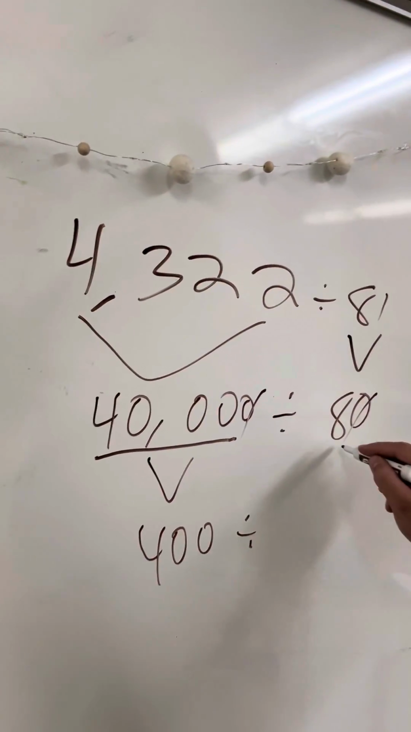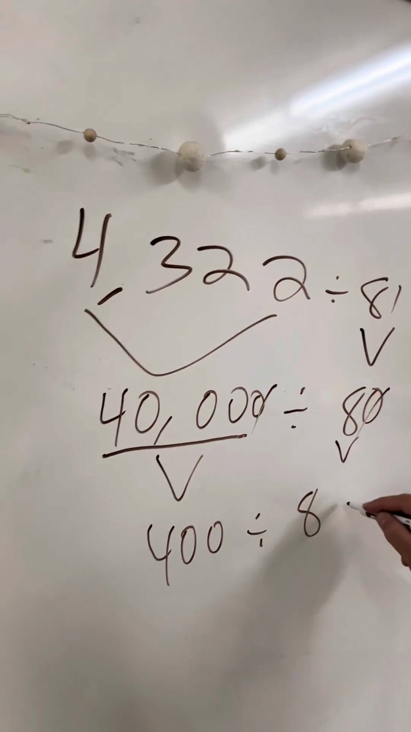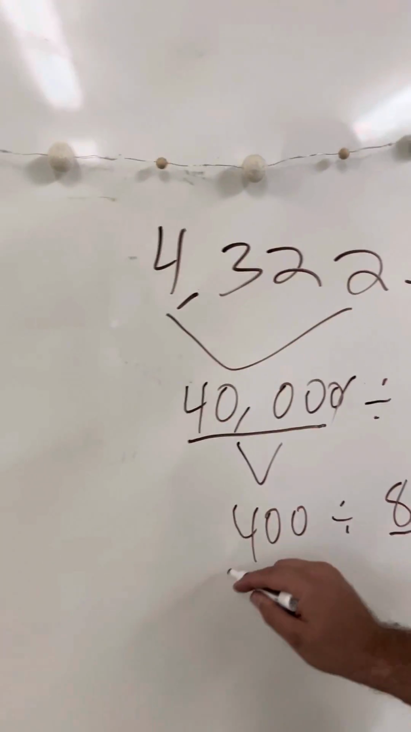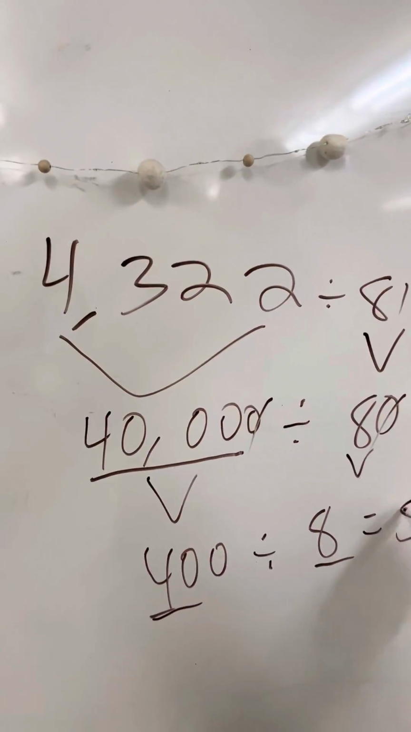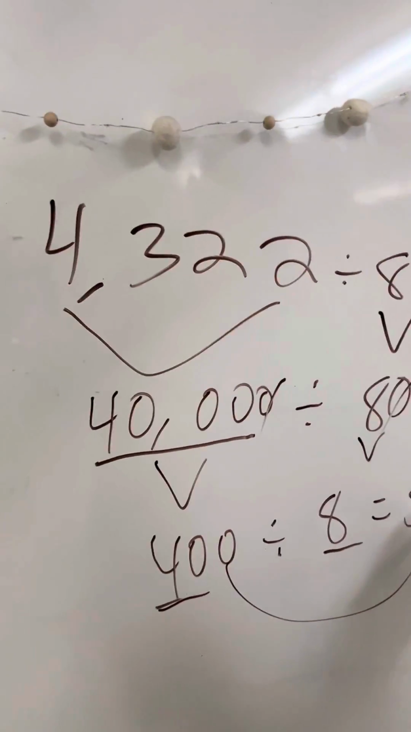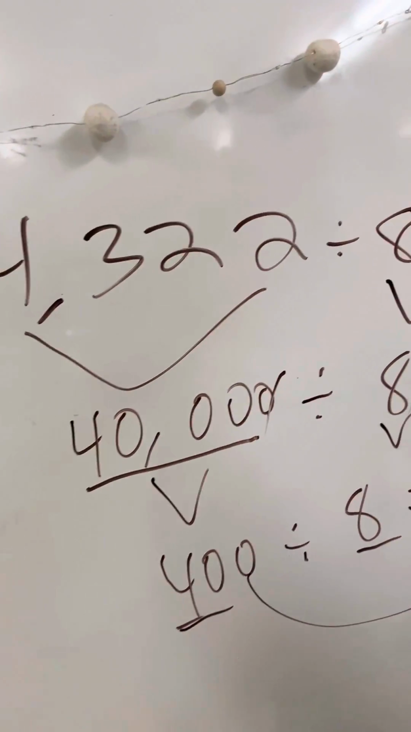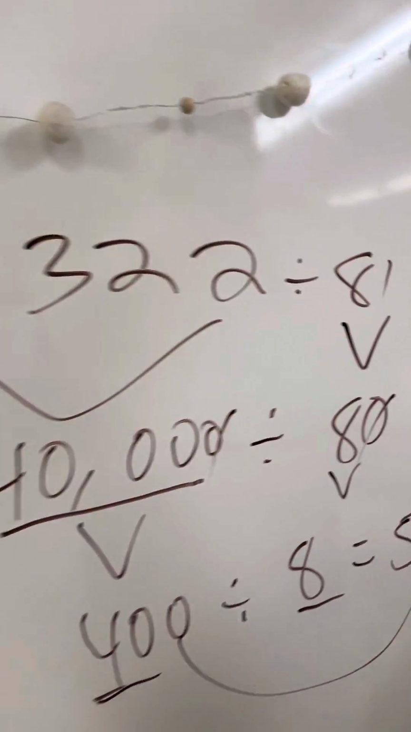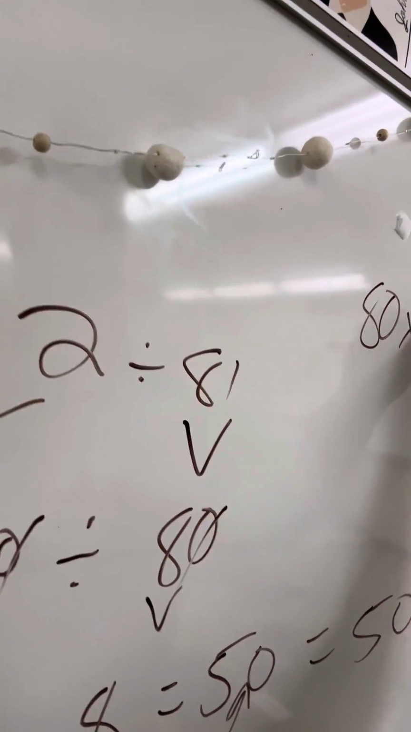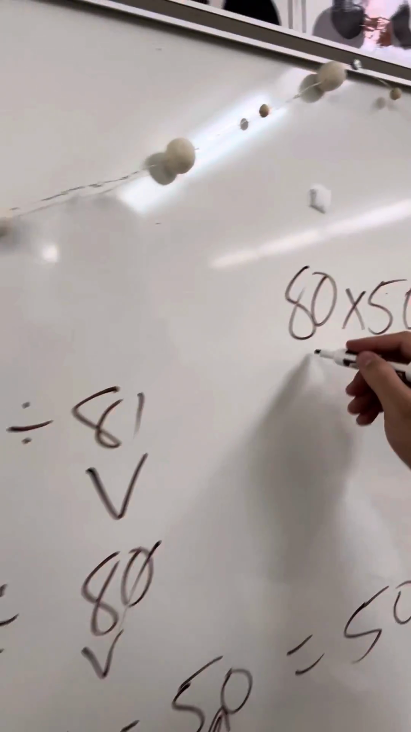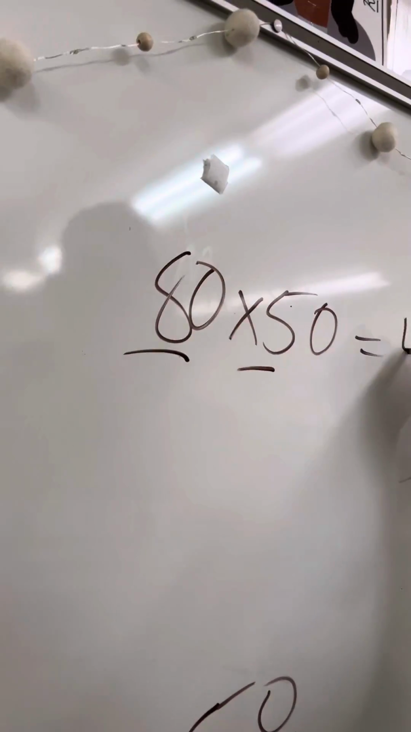divided by 8. So we know that 8 times 5 is 40. So then we just add that remaining 0, stick it right there. We're knowing that this would equal 50. Let's just double check ourselves. 80 times 50 equals what? 8 times 5 is 40.